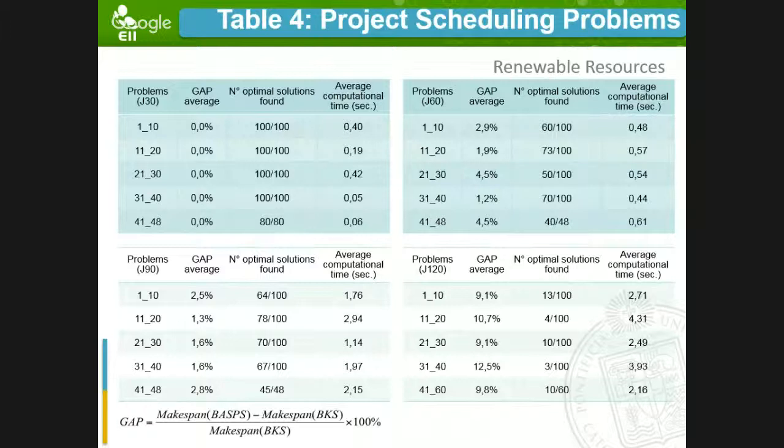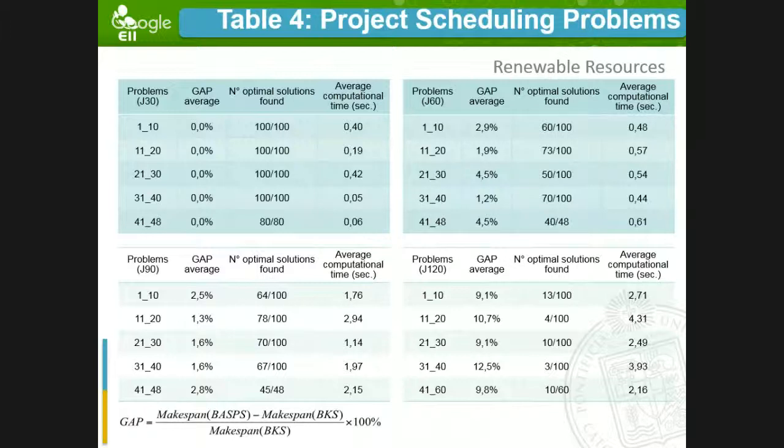There is a huge set of problems. It's not practical to enumerate all the problems, so basically we put the average gap and the number of solutions. So we have a set here of 100 problems. There are almost 500 problems, just the 30 activities problems. In all these cases, our gap was 0.